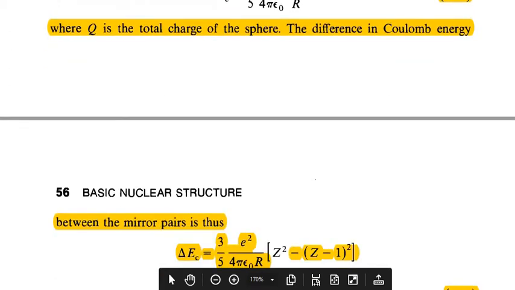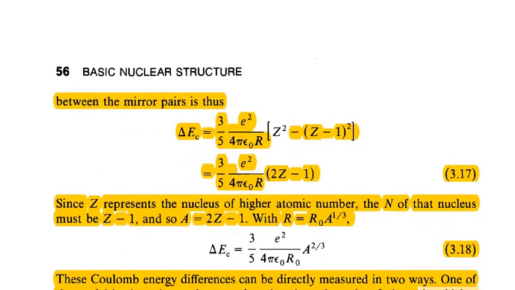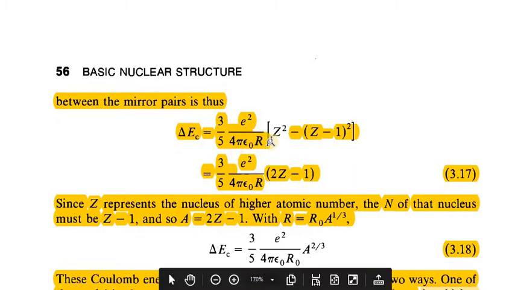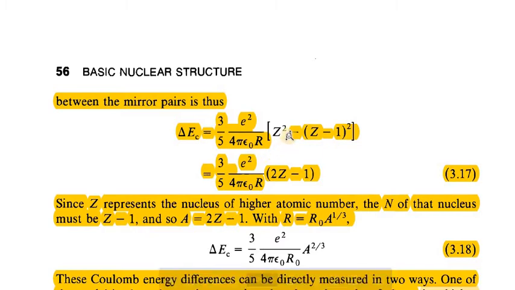The difference in Coulomb energy between the mirror pair is delta Ec equal to 3 by 5 e square by 4 pi epsilon 0 r times Z square minus Z minus 1 whole square.